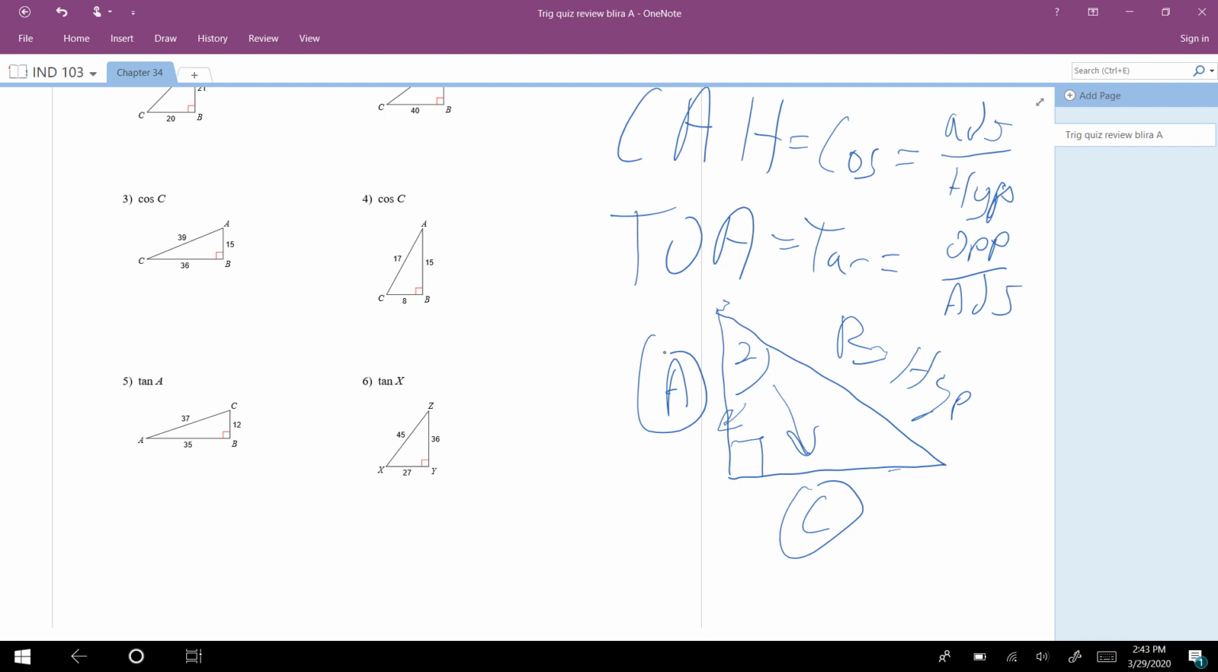Hopefully this explains the whole SOHCAHTOA thing. Now we're going to work some examples. Again, you should pause and write this down. This is good stuff.